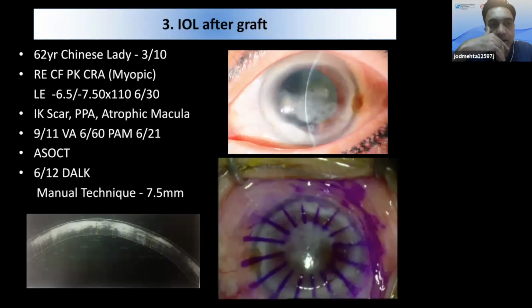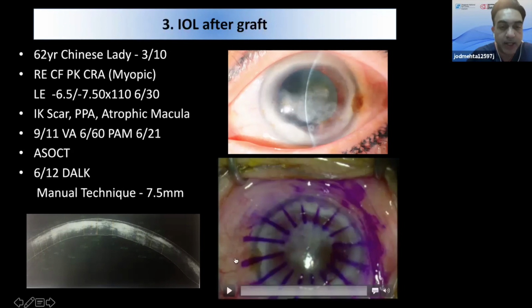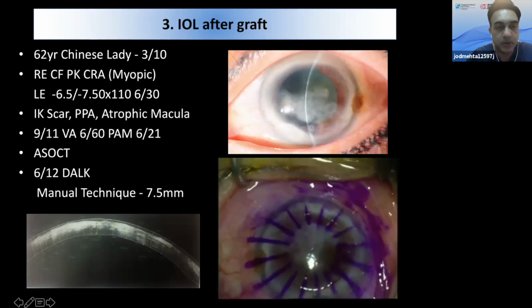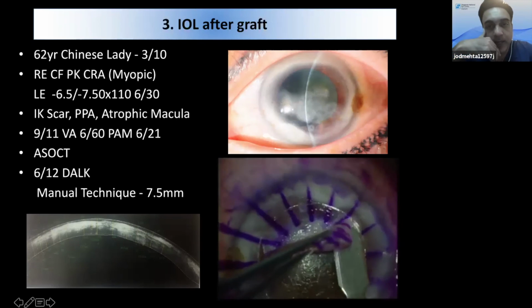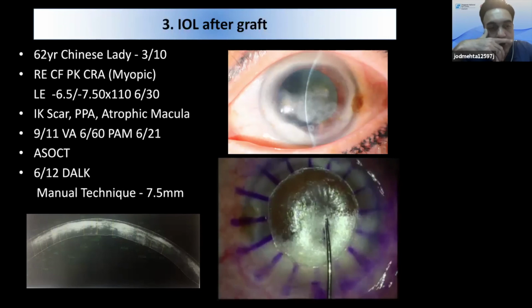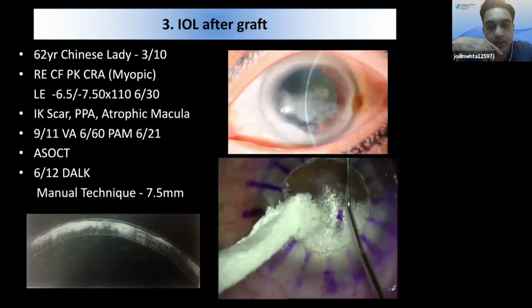So here we have a lady who has an IK scar with an atrophic macula. Her PAM gave her 6/21 on this side, and you can see on the ASOCT that her IK scar actually goes quite deep, right onto Descemet's membrane. So you know already preoperatively, if you're going to do a graft for her, or you're going to attempt to do a DALK, you really need to go down to bare Descemet's membrane.